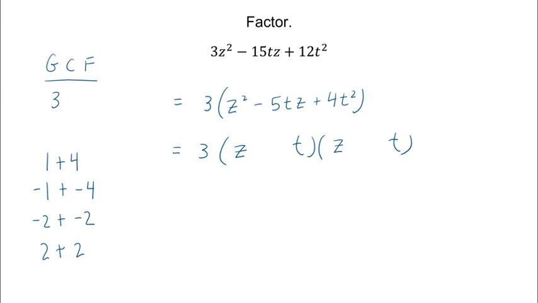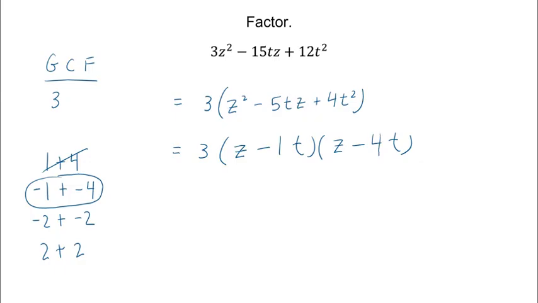1 plus 4 is positive 5. That's close, but that won't work. Negative 1 plus negative 4, well, that's just negative 1 minus 4. Well, that is negative 5. So there's the correct combination. Negative 1 times negative 4 gives us positive 4, and negative 1 plus negative 4 gives us negative 5. So then the correct coefficients to go in front of our variable t are negative 1 and negative 4.